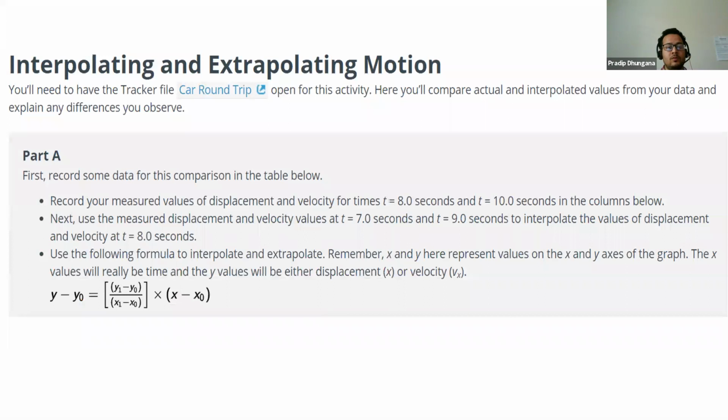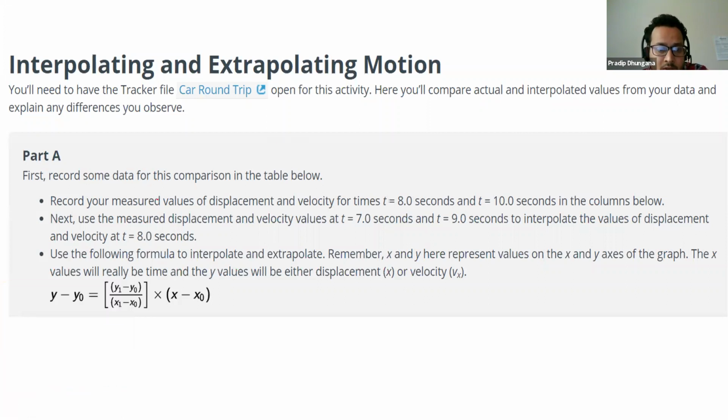Now let's go to task 2. In this task 2, we'll use the concept of interpolation and extrapolation. So you will need to have the tracker file car round trip. We'll use exactly the same car round trip experiment. And then first in part A, you have to record some of the data from the table. So let me write it here. It's given.